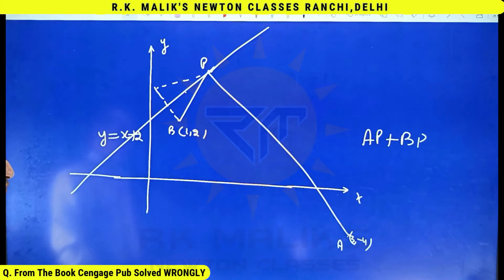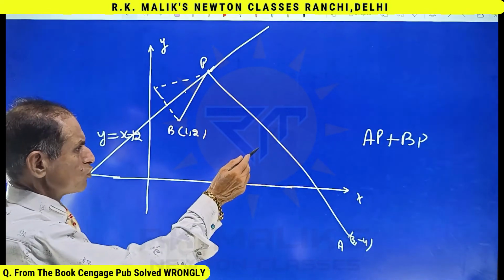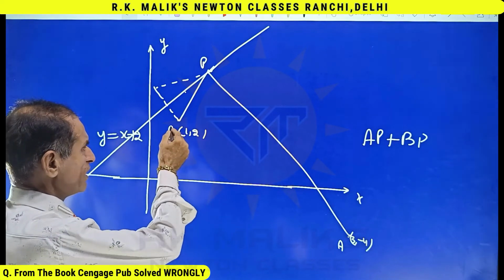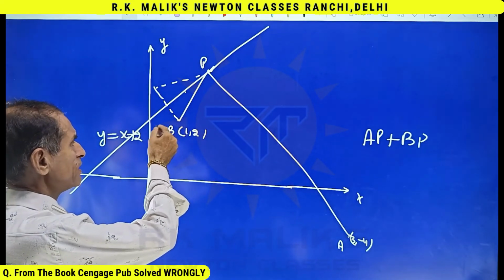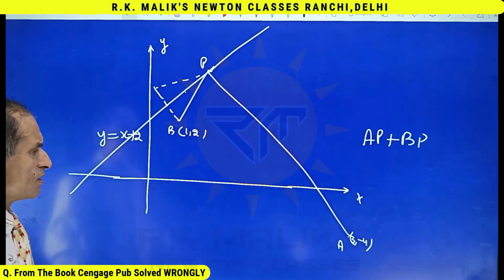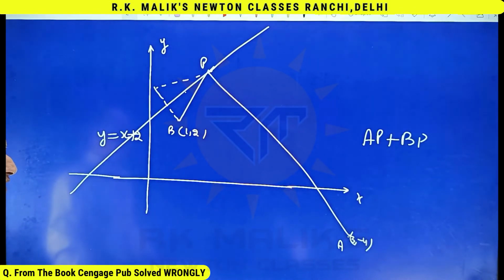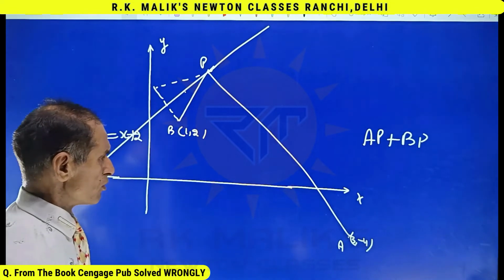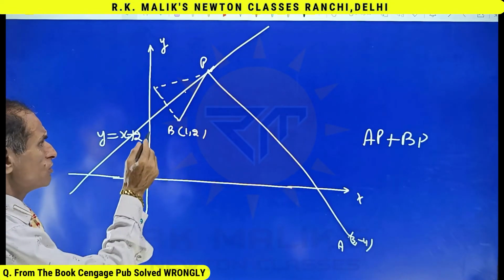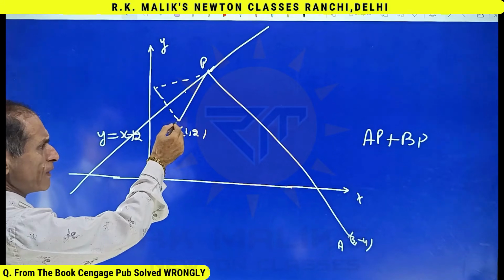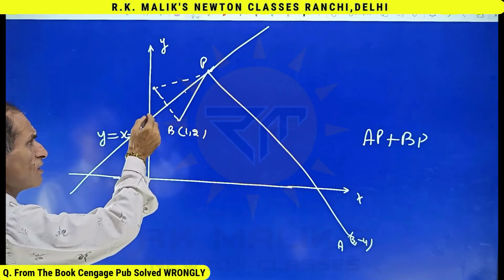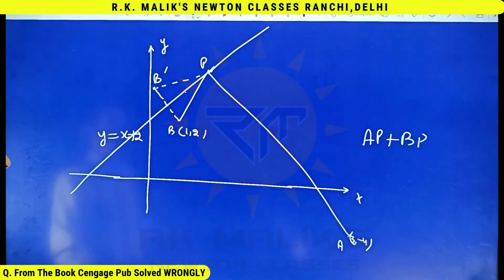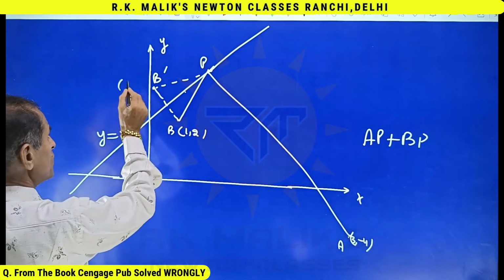As I told you just now, to find the least value of AP plus BP, I find the image of the point B in this line. Note that I could use the image of A also. That is also not a problem. Both are equally good. I take the image of the point B in this line and let this point be B dash.